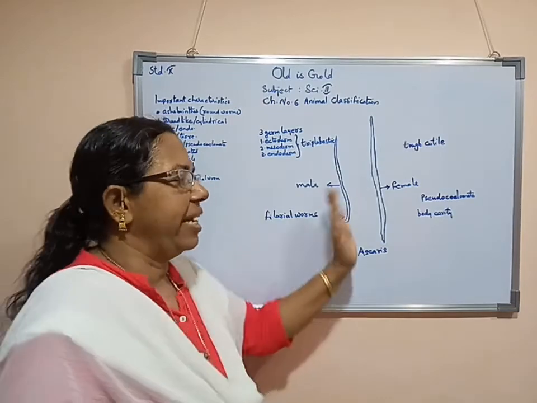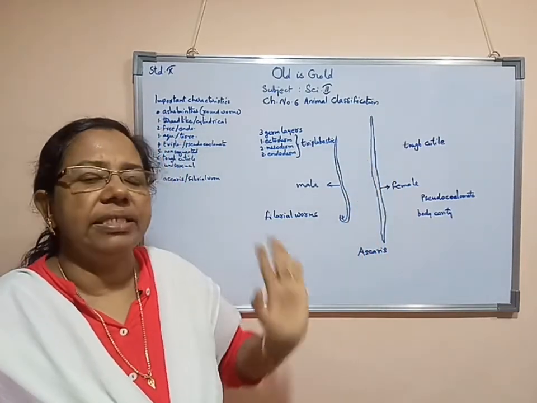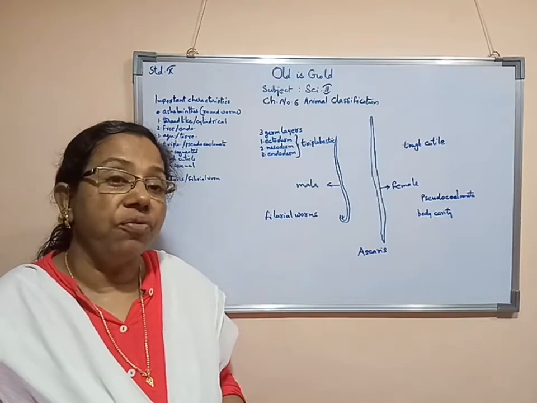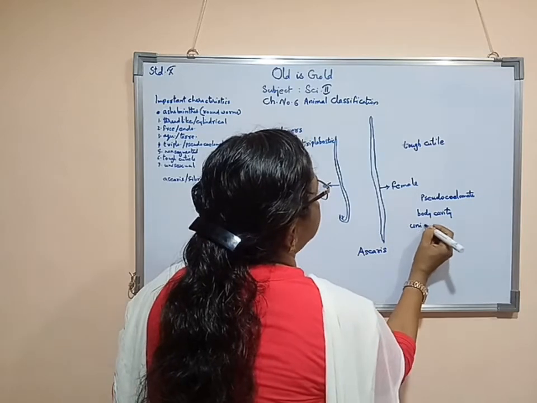In case of ashelminthes, the male creature as well as the female creature are different. So we are saying they are unisexual.